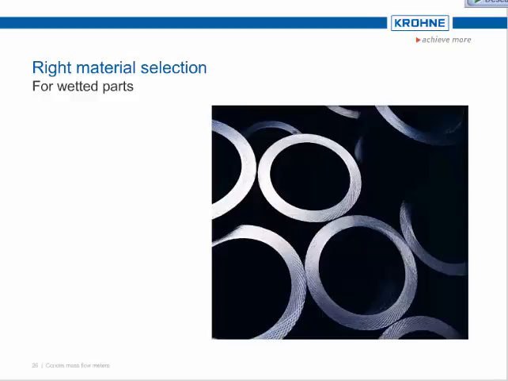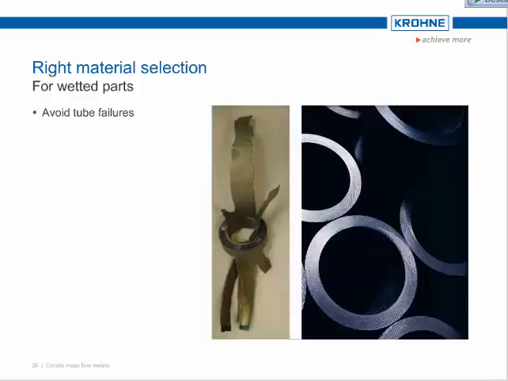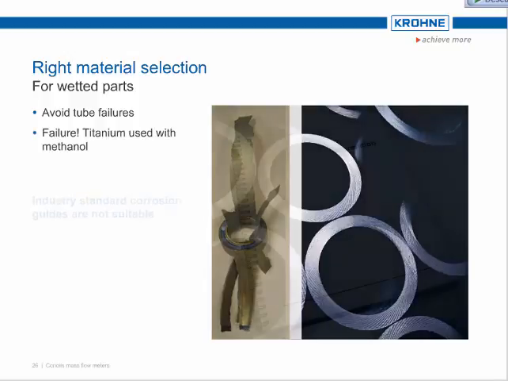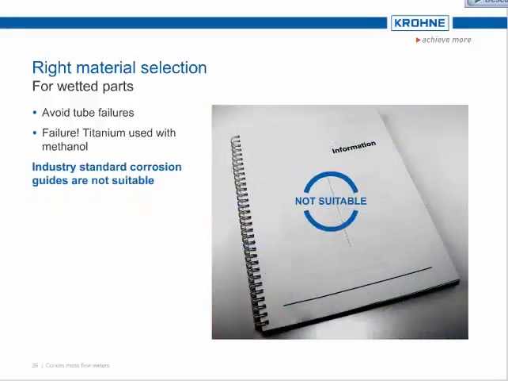Sizing is not the only consideration. We must also give care to the selection of the wetted part materials. Avoid tube failures. Select the correct wetted part materials to suit the process fluid. This is an example of a failure where a titanium measuring tube was used on a methanol application. Industry standard corrosion guidelines are not suitable.